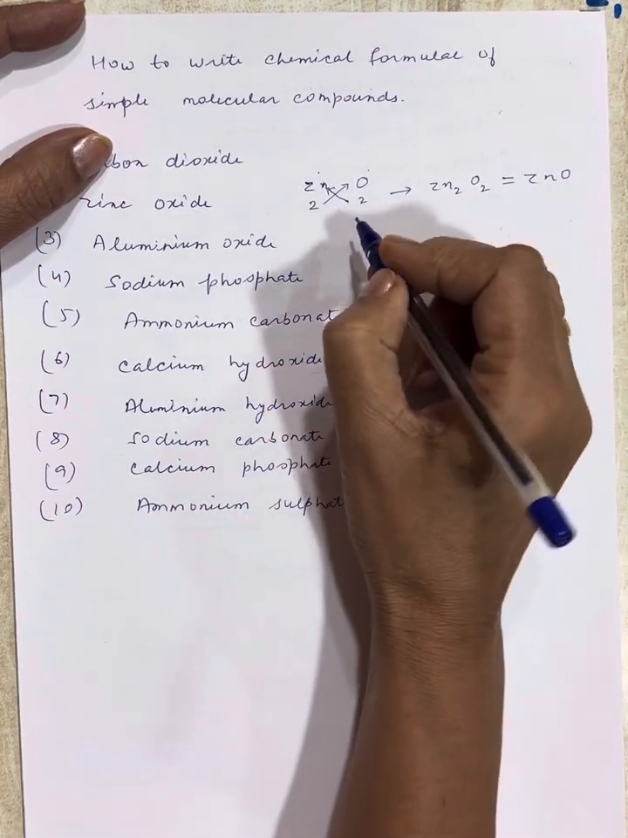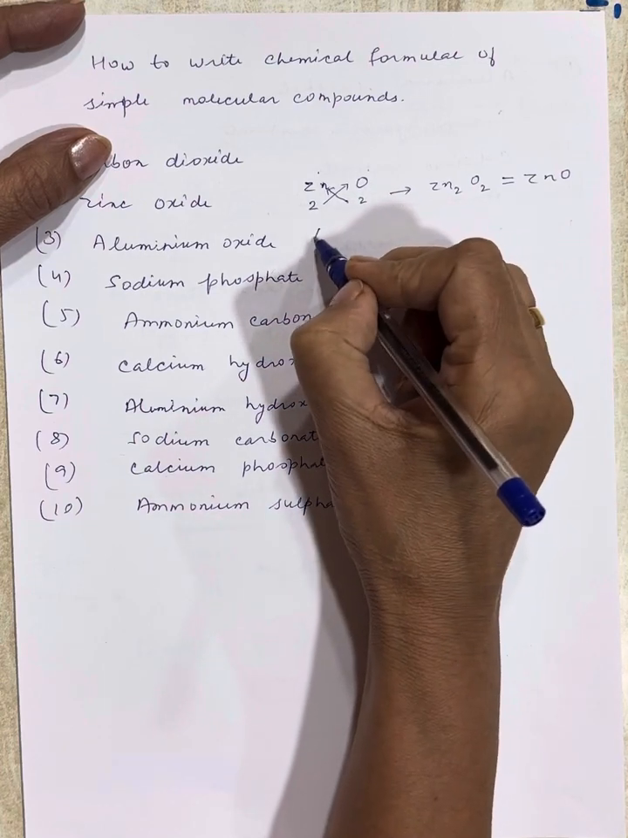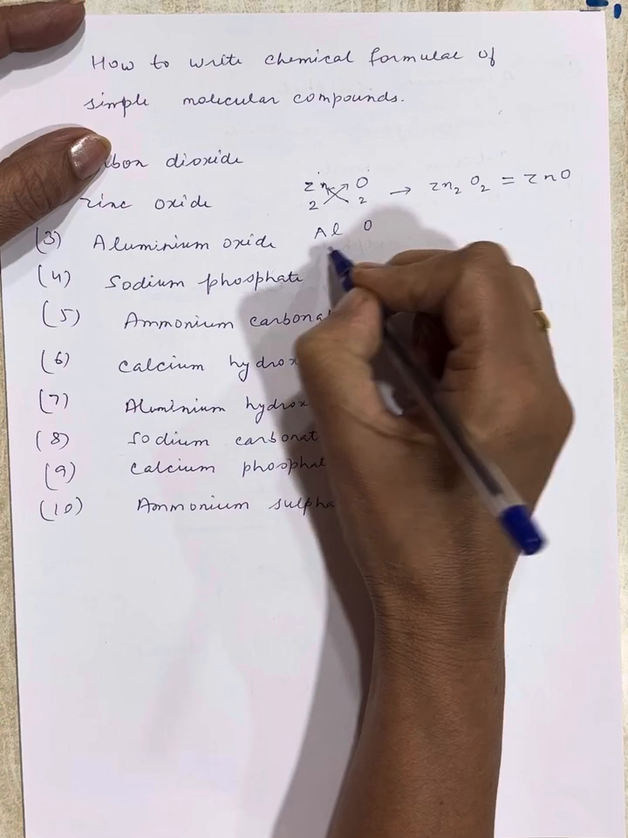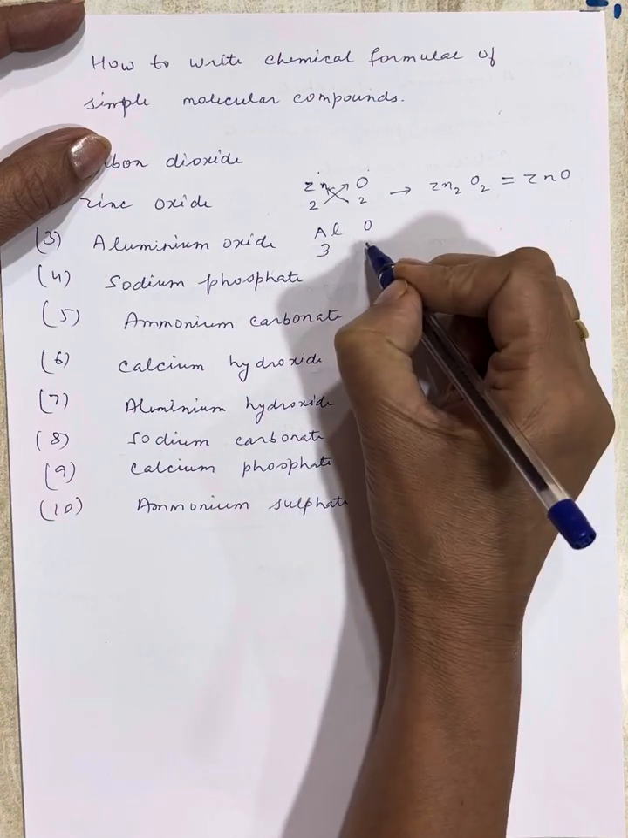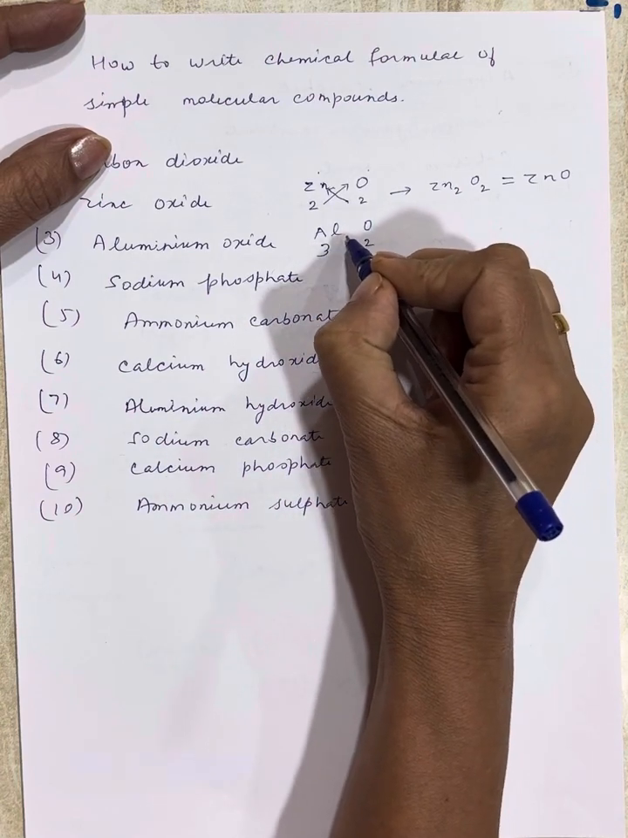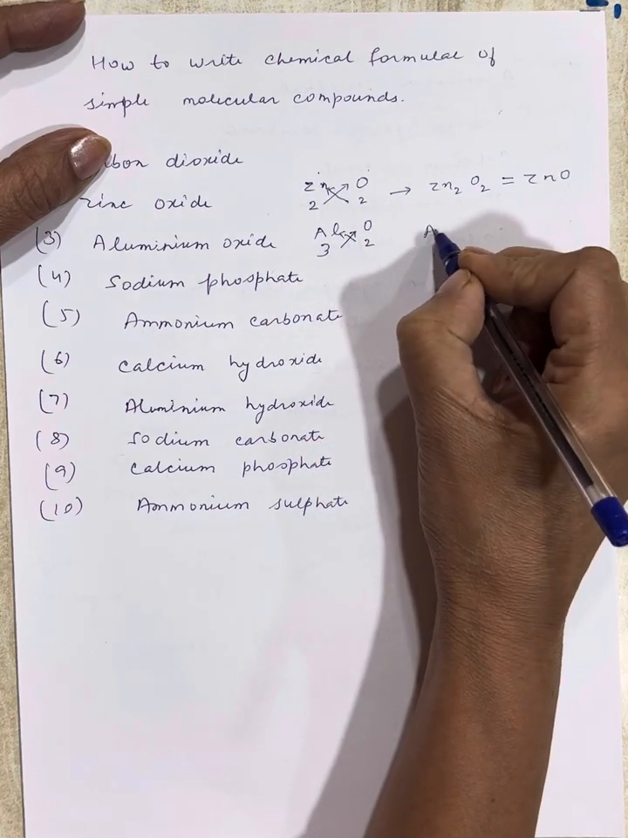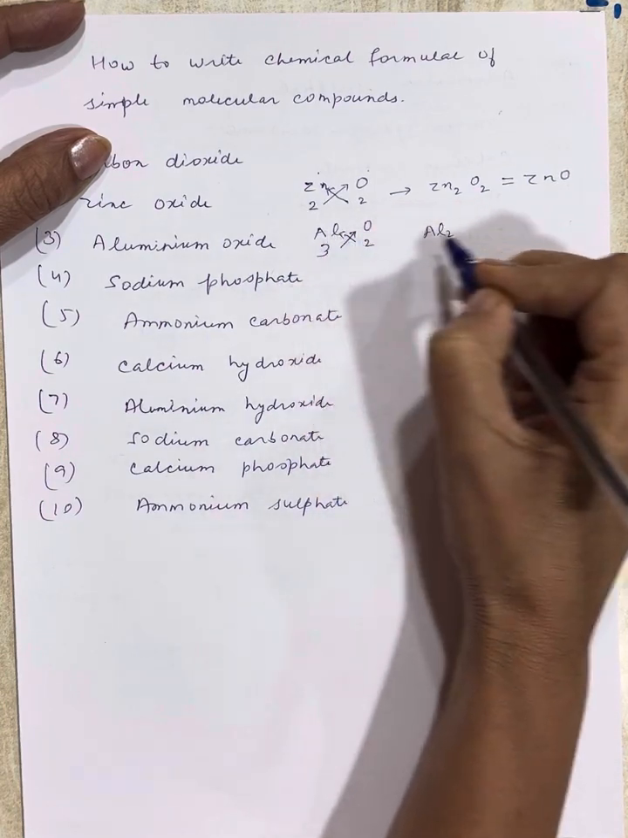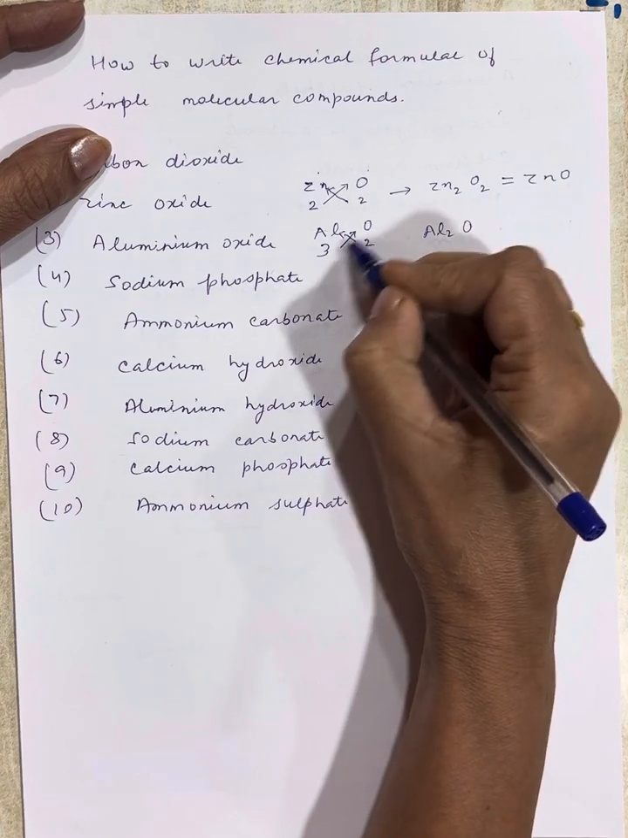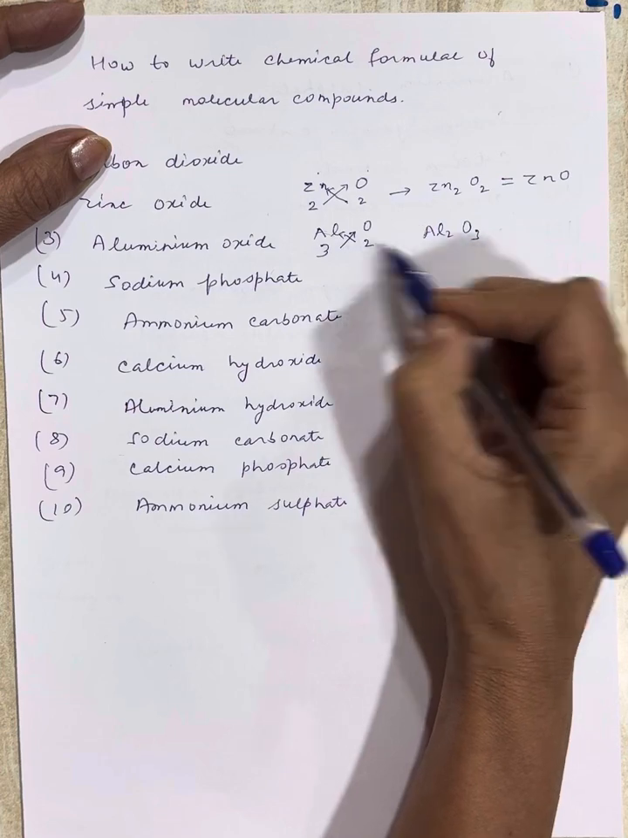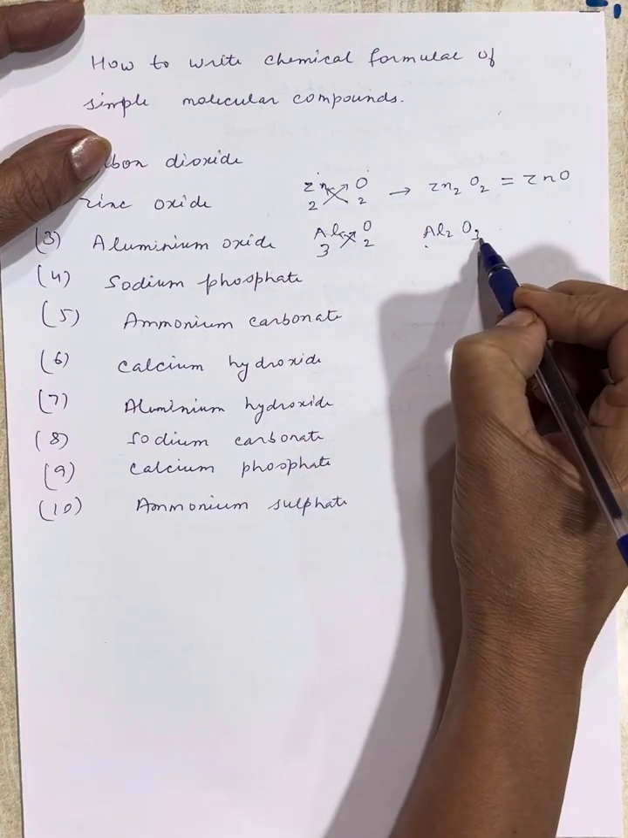Next is aluminum oxide. Let us write the symbols Al and O. The valency of aluminum is 3 and the valency of oxygen is 2. On this crisscross we will get Al2 here and O3 this way, Al2O3. So the formula of aluminum oxide is Al2O3.